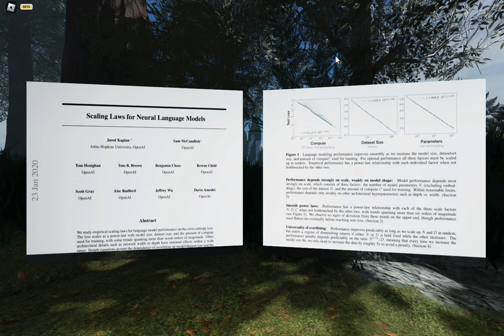Let me just think for a moment. So, we observe scaling laws, but for what? Well, for transformers trained on natural language.